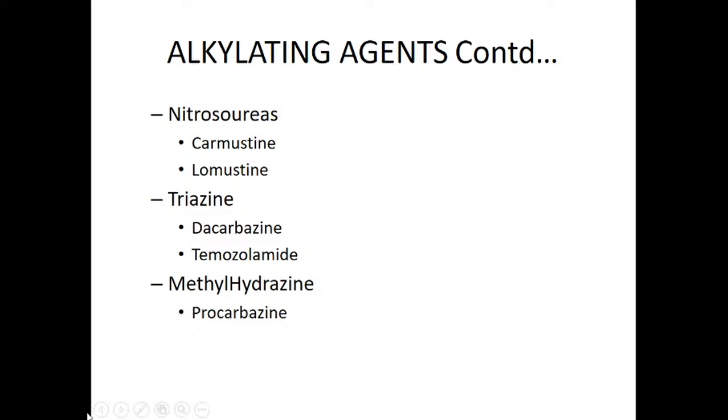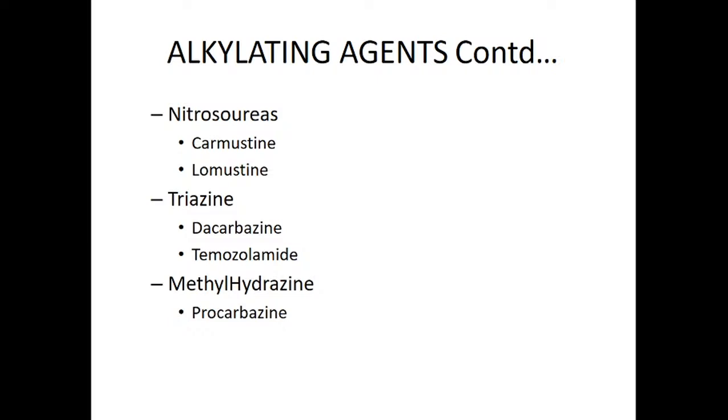Then alkylating agents, I will complete all of them, it won't take much time, is nitrosoureas. These end with the suffix mustine. Carmustine and lomustine. Carmustine is now not used because of its significant toxicity. Now we use lomustine. Theoretically, you need to know both the names, carmustine and lomustine.